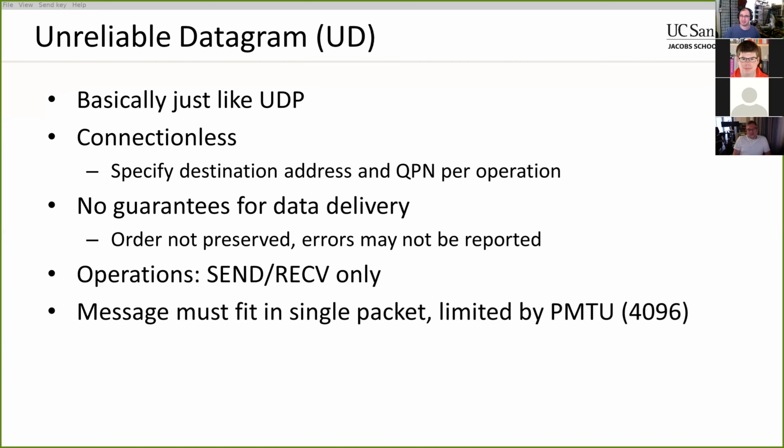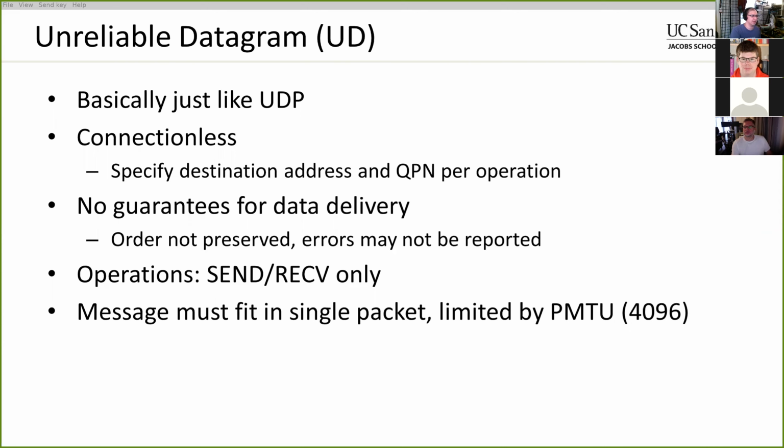But similar to UDP, this doesn't provide any kind of guarantees for data delivery. It doesn't preserve ordering. It doesn't detect any errors or anything like that. If the packet arrives, it arrives. If it doesn't, it doesn't, and there's not much you can do about it. For unreliable datagram, the only operations supported are send and receive. So basically just like UDP, you can send a message, you can receive a message. That's about it. For unreliable datagram, everything is sent as a single packet. So any message you want to send has to fit into whatever the configured PMTU is, which is limited to 4096 bytes at the highest setting.